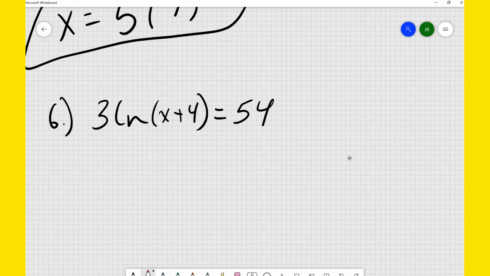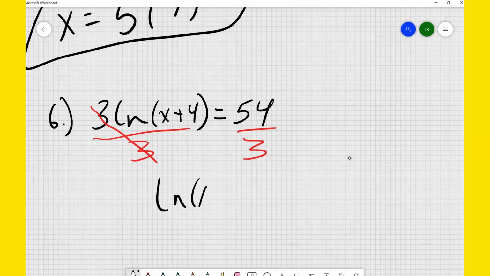Okay, what do we do here? Well, we get rid of that 3 first by dividing both sides by 3. And then that gives me ln x plus 4 equals, I think this divides evenly. 3 goes into 5 one time, and you're left with 24, so 18.